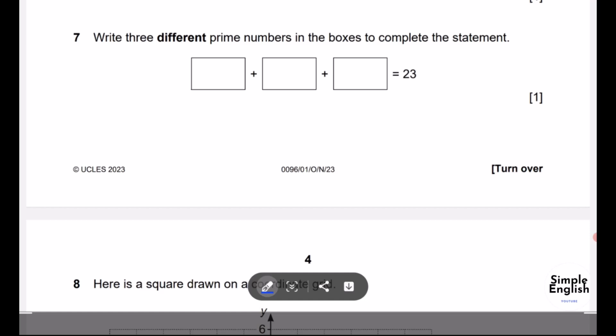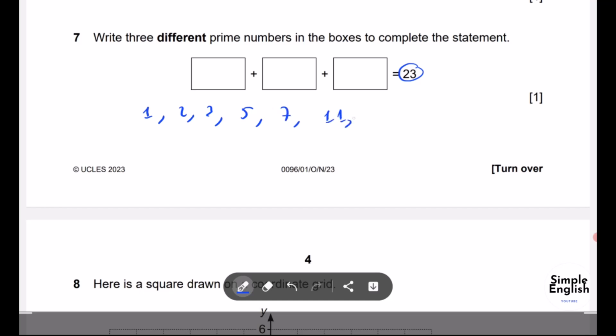Number 7. Write 2 different prime numbers into the boxes to complete the statement. Remember, the sum of the 3 prime numbers is 23. So the first thing we need to do is write all the prime numbers up to 23. So it's 1, 2, 3, 5, 7, 11, 13, 17, 19, and 23. So we have to remove 23, right? Because we need 3 prime numbers, not only 1.